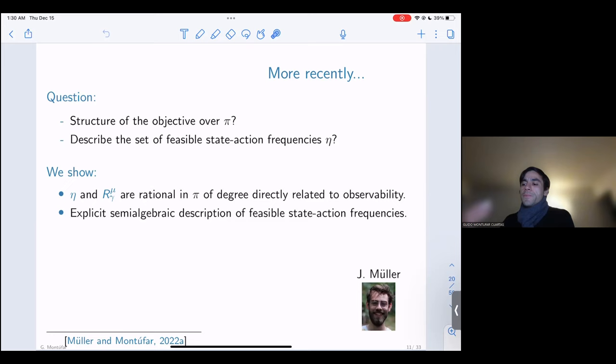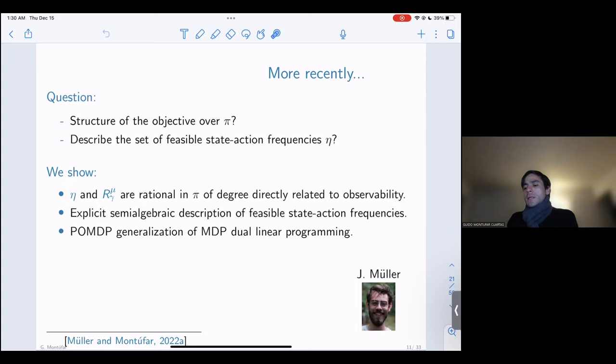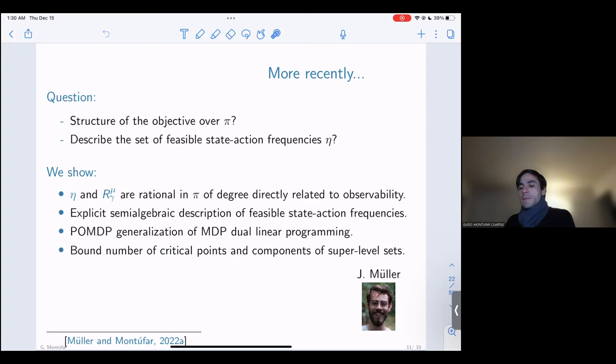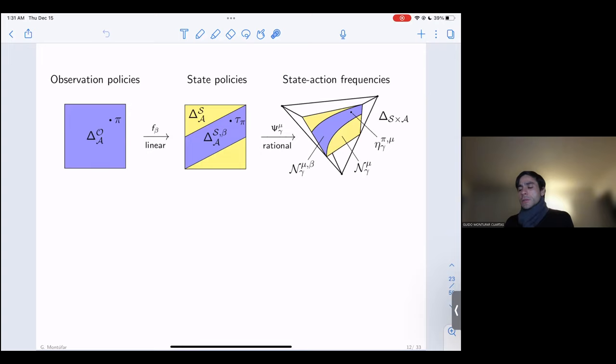Based on this, we can formulate a POMDP generalization of the linear programming formulation of MDPs, and also bound the number of critical points and components of the super level sets of the objectives. So we can make statements about the complexity of the objective function in that way. So here's the picture, more or less, of what's going on.